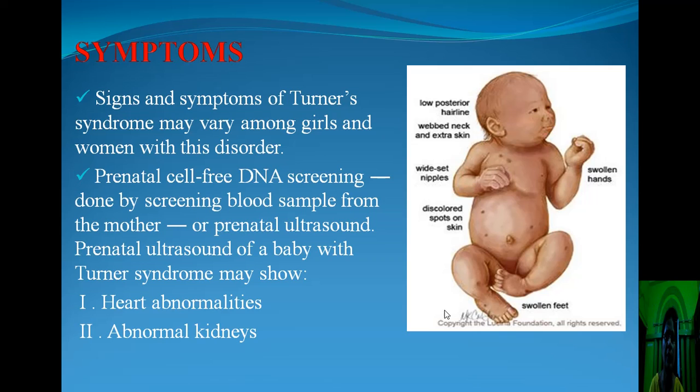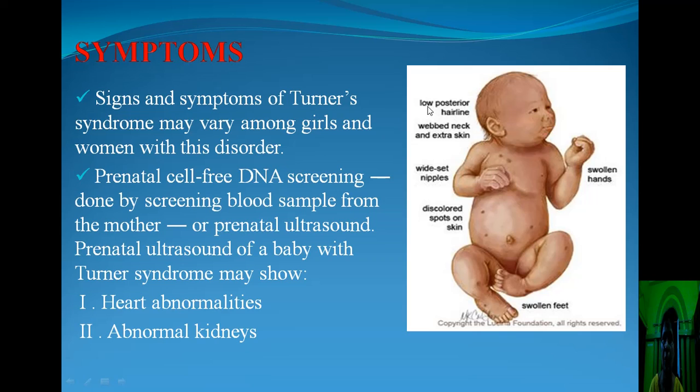Next come to symptoms of Turner syndrome. Signs and symptoms of Turner syndrome may vary among girls and women with this disorder. Prenatal cell-free DNA screening is done by screening a blood sample from the mother, or by prenatal ultrasound. Prenatal ultrasound of a baby with Turner syndrome may show heart abnormalities and abnormal kidneys. In this diagram, you can see the girl having Turner syndrome.